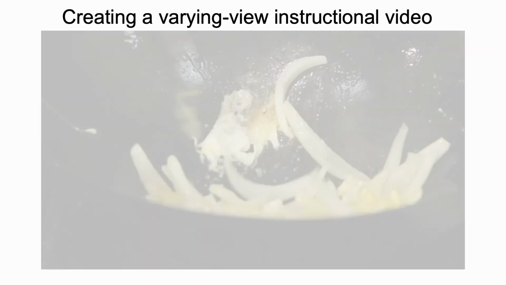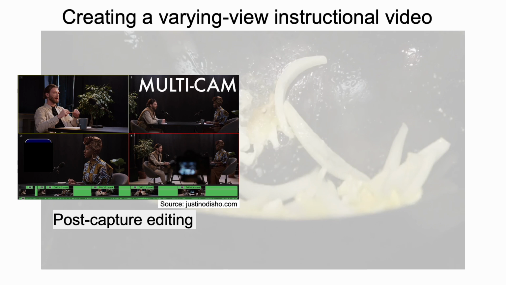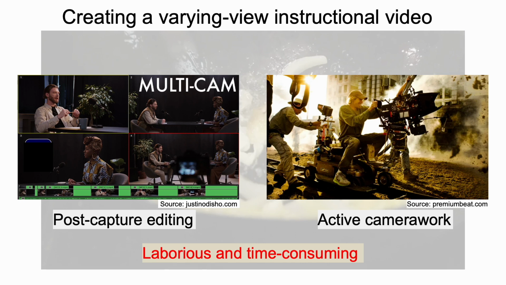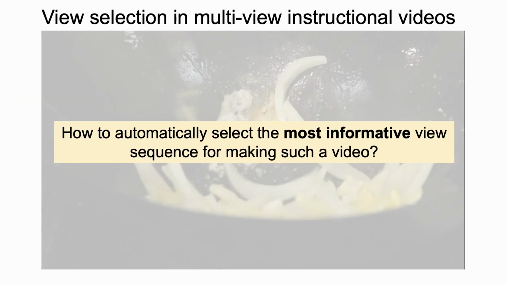But how do you make such a varying view video? The tradition has been to either do a post-capture editing of a multi-view video or perform active camera control when shooting the video. However, both these processes require manual effort and as a result are laborious and time-consuming. This naturally raises the question: how to automatically select the most informative view sequence for making such a video?